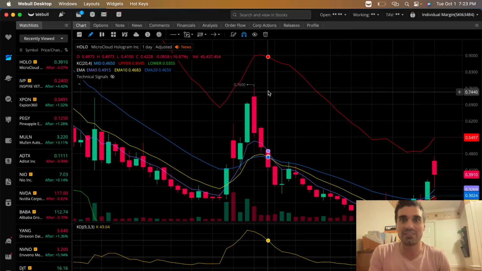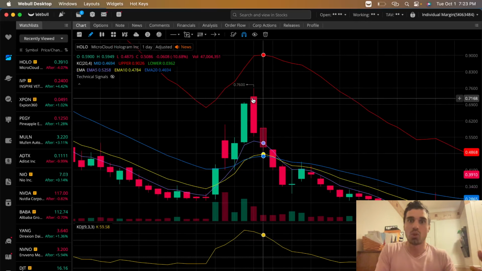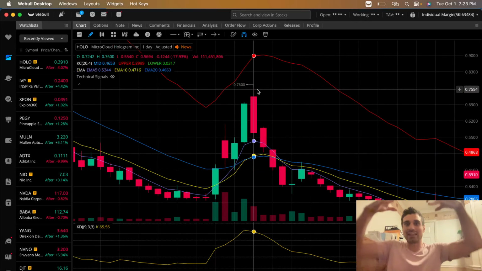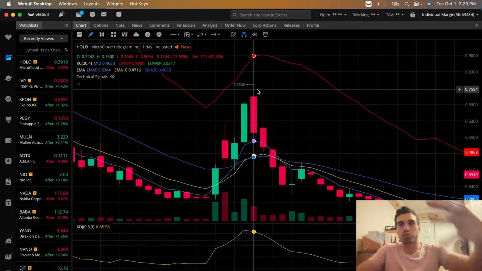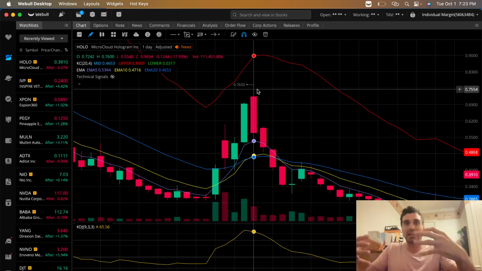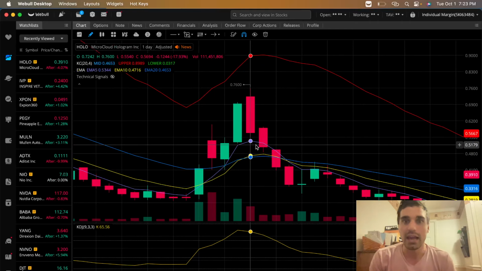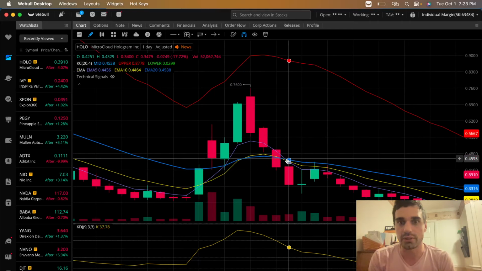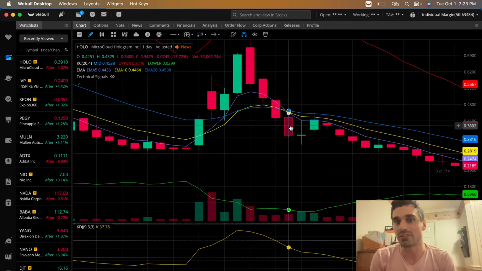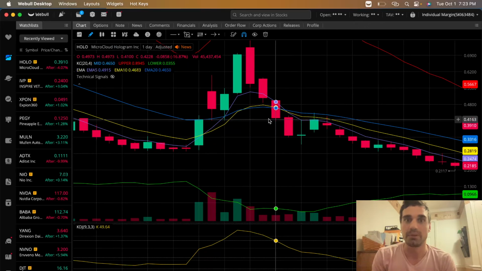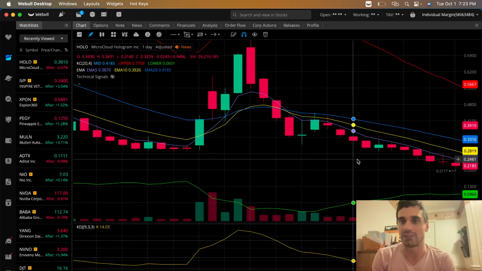As you can see, we had this thing way in no man's land, way above the EMAs. It's like you're trying to catch a person in midair. Let it drop down to these EMAs, and that's where you're going to get your best entry. And obviously you would have got wrecked here, because look at this, it went below and just kept going down.